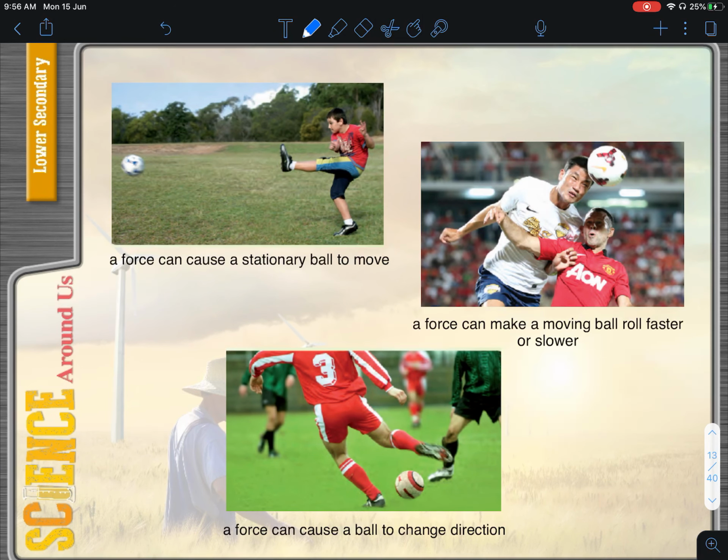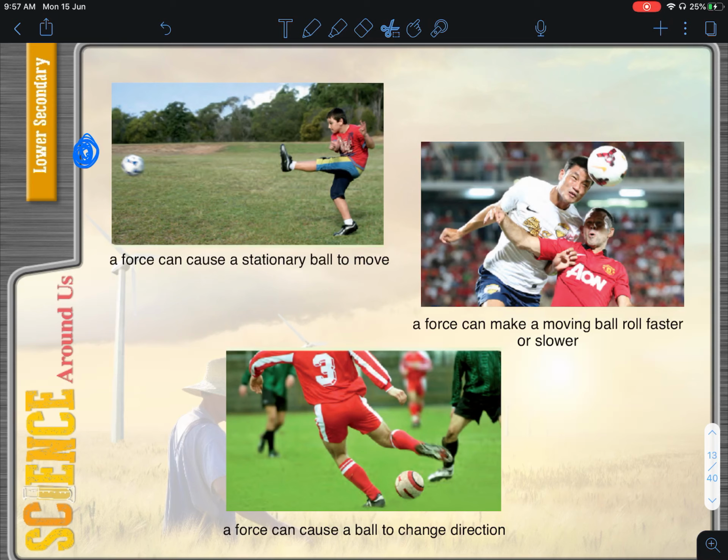So is it seen in everyday life? Number one, like let's say you kick a soccer ball. We use soccer as an example, where the ball is initially stationary, okay? And then the person actually kicks the ball. So when you start to kick the ball, this ball starts to move away. So from something that is not moving, you suddenly kick it and then it's moving. So that is what we meant by a force can move a stationary object.